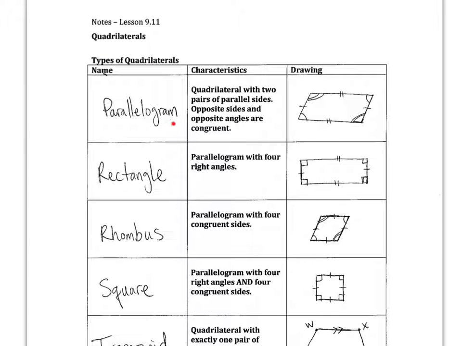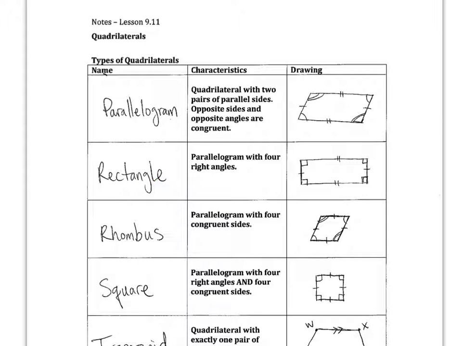So first of all, a parallelogram. So this is what a parallelogram looks like. It's a quadrilateral, which means it has four sides, with two pairs of parallel sides. So here's one pair of parallel sides, another pair of parallel sides. And opposite sides and opposite angles are congruent. So that means these two angles are congruent and those two angles are congruent.